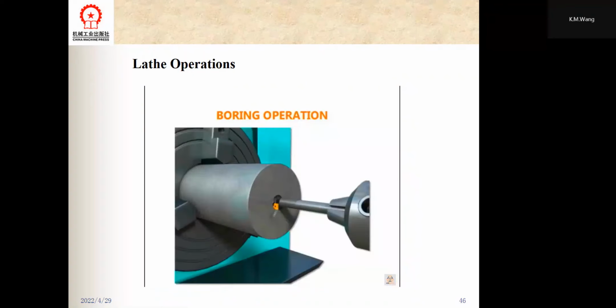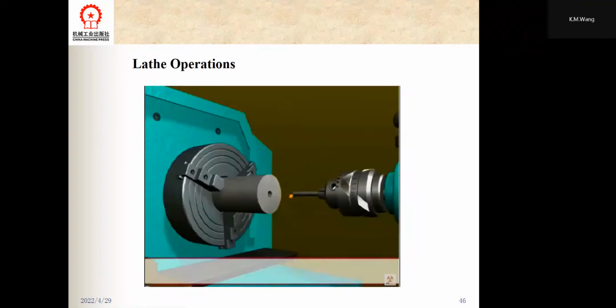Boring operation. In this video, we will discuss the boring operation on the lathe. Boring is the operation of enlarging the previously drilled hole with the aid of single point cutting tool called boring tool.